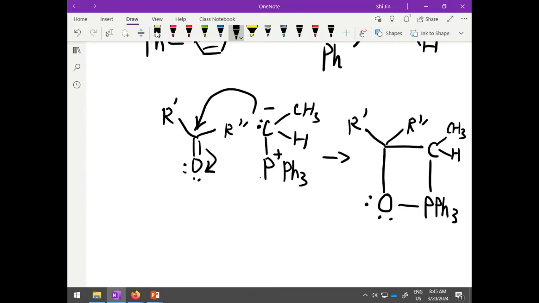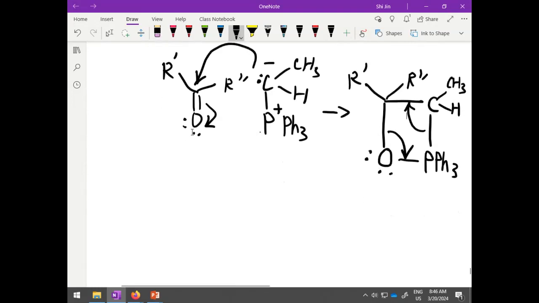Then again, because of the phosphorus being extremely oxyphilic, the next step is like this. Because then you can have a phosphorus-oxygen double bond. And eventually it gives you the product.